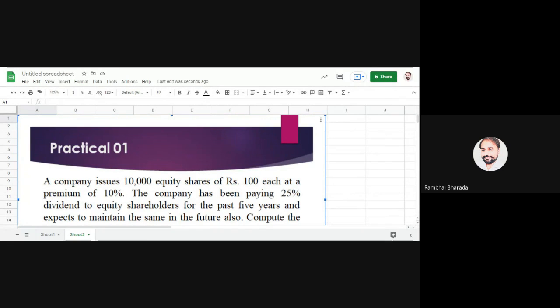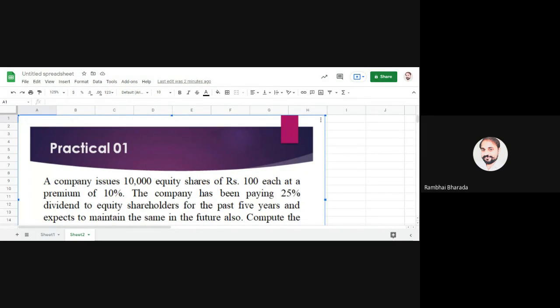Again I repeat, premium, discount, dividend, these three are always calculated on face value. जो भी फेस वैल्यू दिया जाएगा उस पे हम डिविडेंड कैलकुलेट करते हैं, उसी को हम कंसीडर करके प्रीमियम या उसी पे हम डिस्काउंट भी अप्लाई करते हैं. Okay, and in general we have 100 rupees as a face value. In most practical questions you will find 100 rupees, and we expect to maintain the same in the future also.